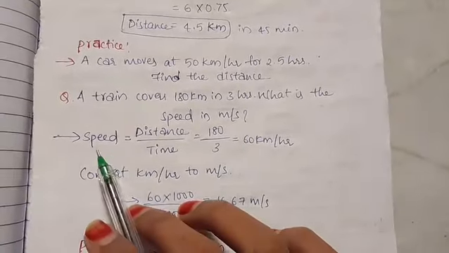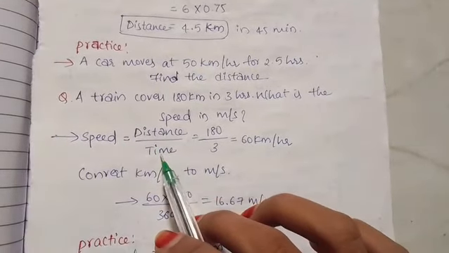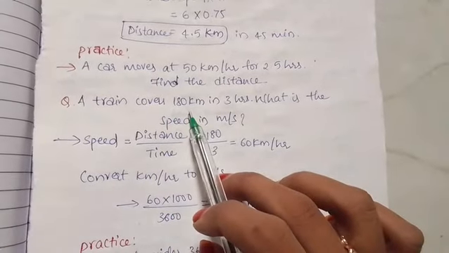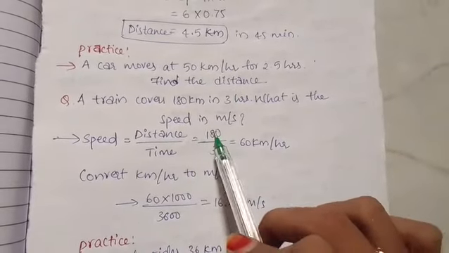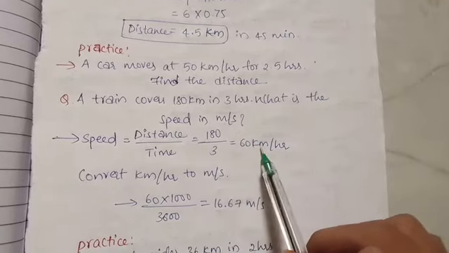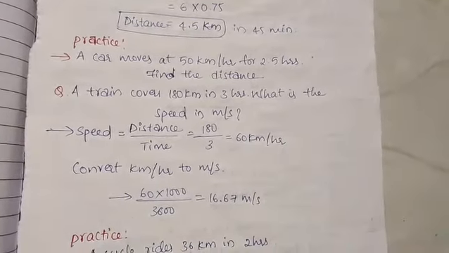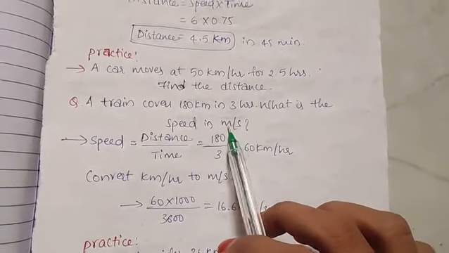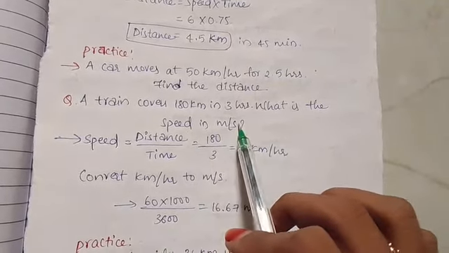We have a formula to find out the speed, that is distance divided by time. Distance they have given, that is 180 km and time is 3 hours. Distance divided by time, 180 divided by 3, we will get 60 km per hour. Speed is 60 km per hour. Here in this question, they have asked to find out meter per second.